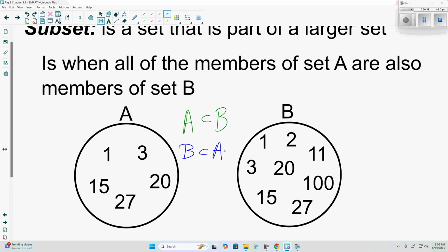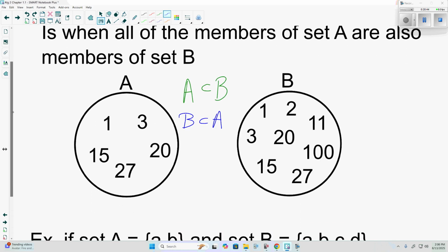Can we say this next statement? B is a subset of A. No, because there are elements of B, specifically 100, that are not contained in A, yes? So we have to change this statement a little bit. Draw a line through it. Just like with our equal sign, we drew a line through it, we said it was not equal. Here we're saying it's not a subset. B is not a subset of A.